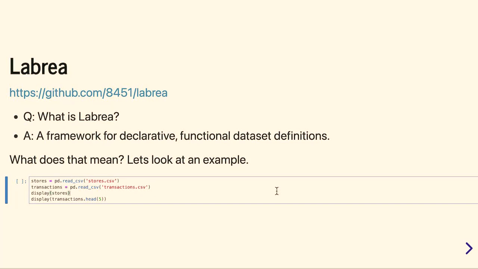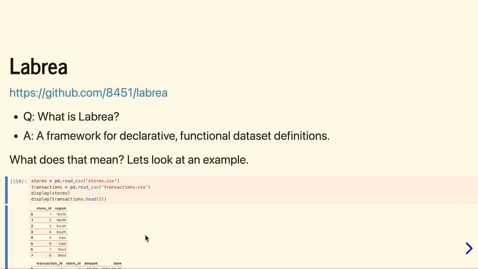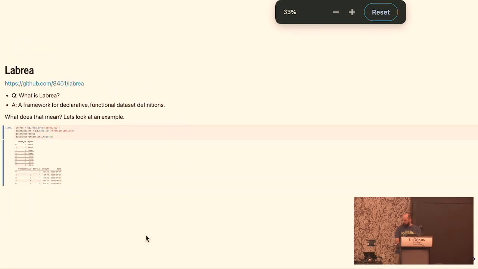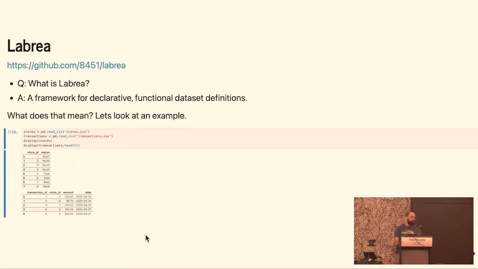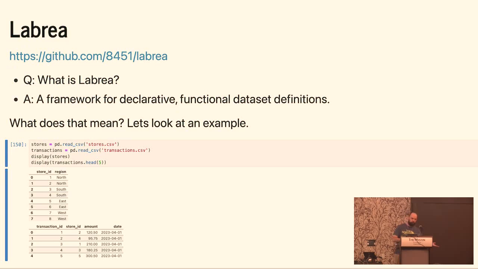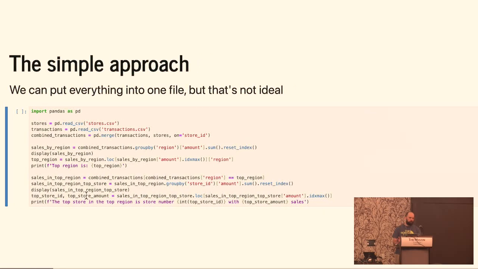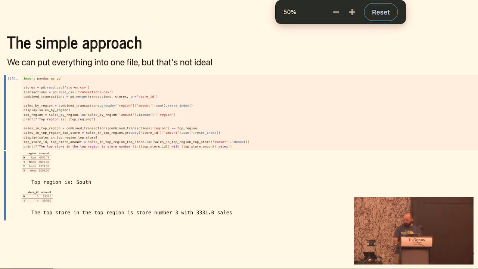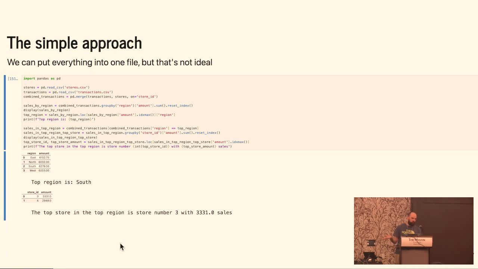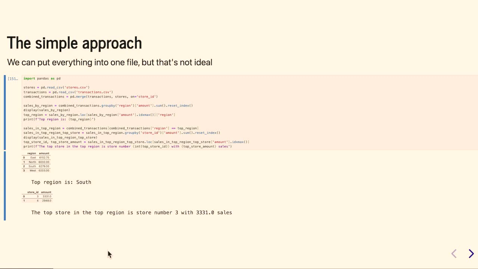Let's take an example. Here we've got a data set that has stores and transactions in it. There's a store, people bought things at it. So we put everything in a single file. That's not ideal, right? This is what a lot of us do in notebooks. And we can see here, we can find the top region, we can find the top store in that region, which is not necessarily the top store overall. Okay, cool, awesome. Let's make that better.